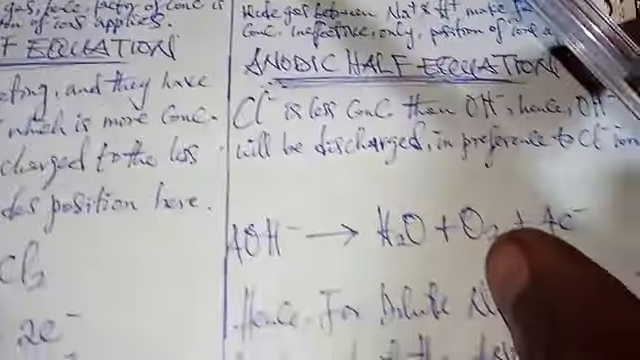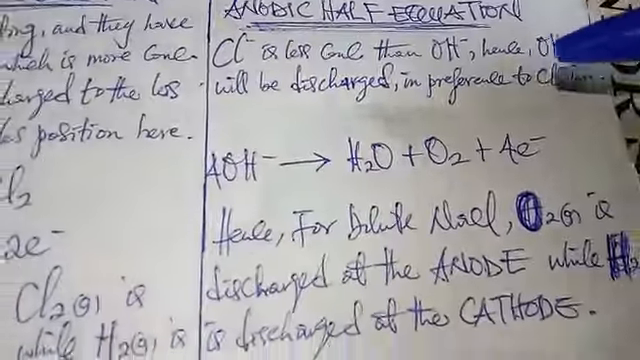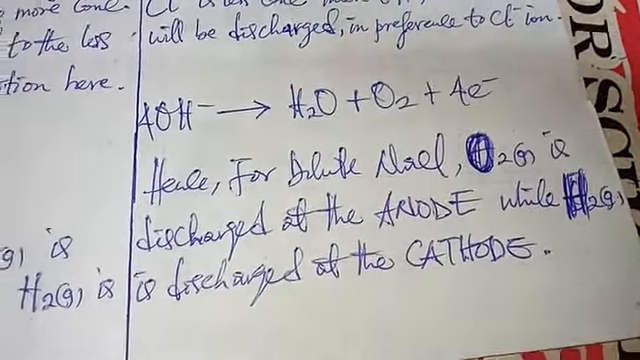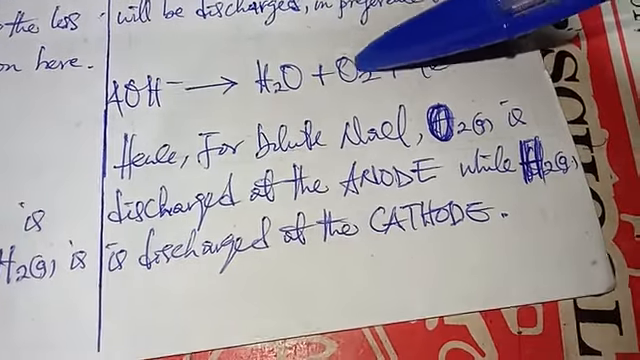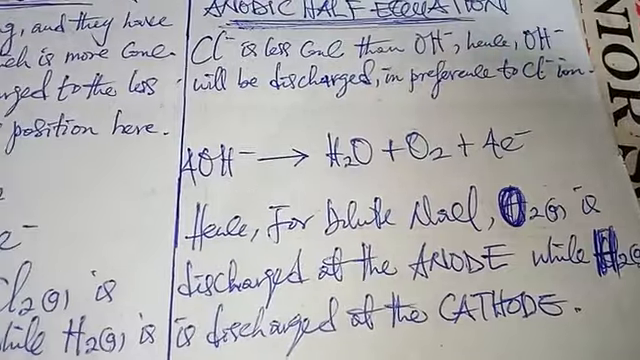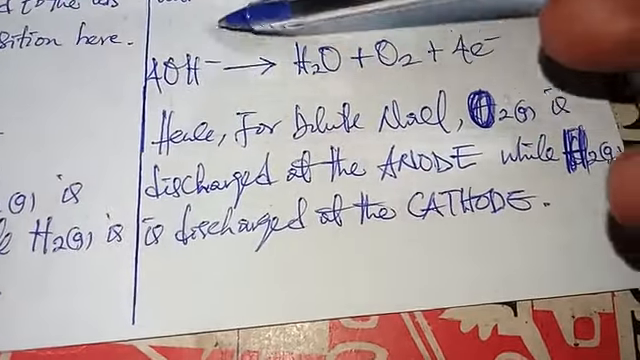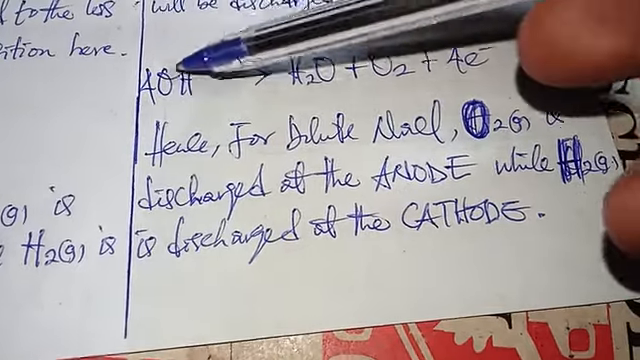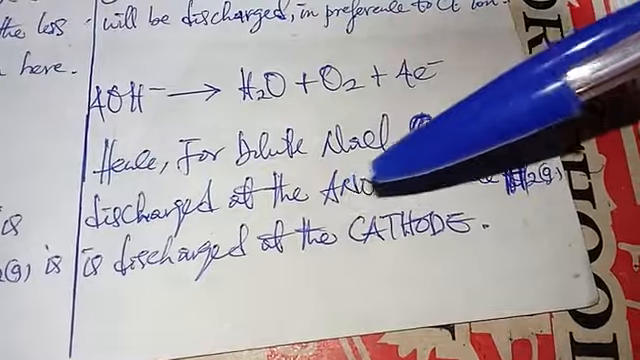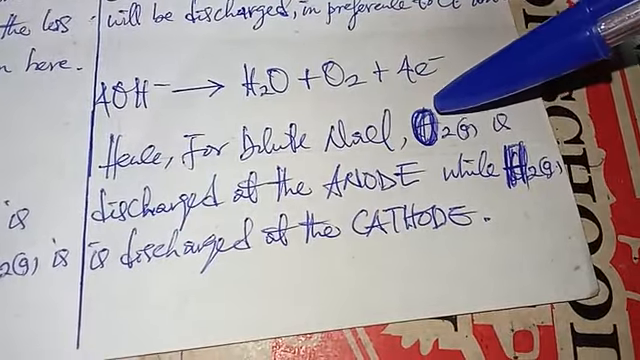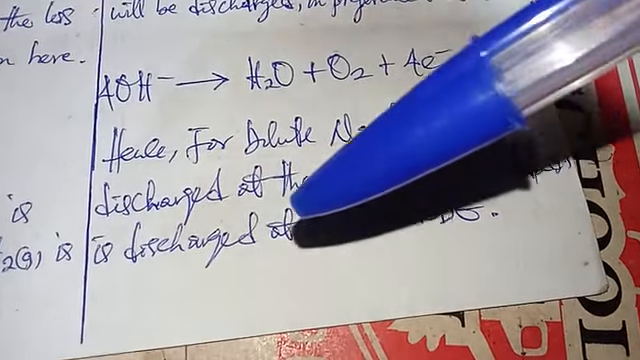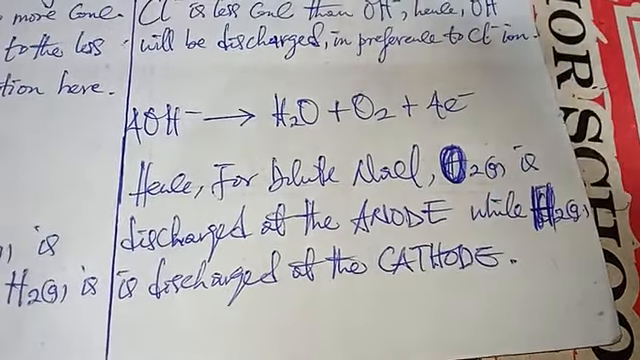Okay, so hydroxide ion will be discharged, and I've talked about how to write an equation for discharge of hydroxide ion. It leads to discharge of what? Oxygen gas. You can look up the previous video I posted on how to write the equation for oxidation of hydroxide ion at the anode. So we can say that for dilute sodium chloride, oxygen gas is discharged at the anode, while hydrogen gas is discharged at the cathode.